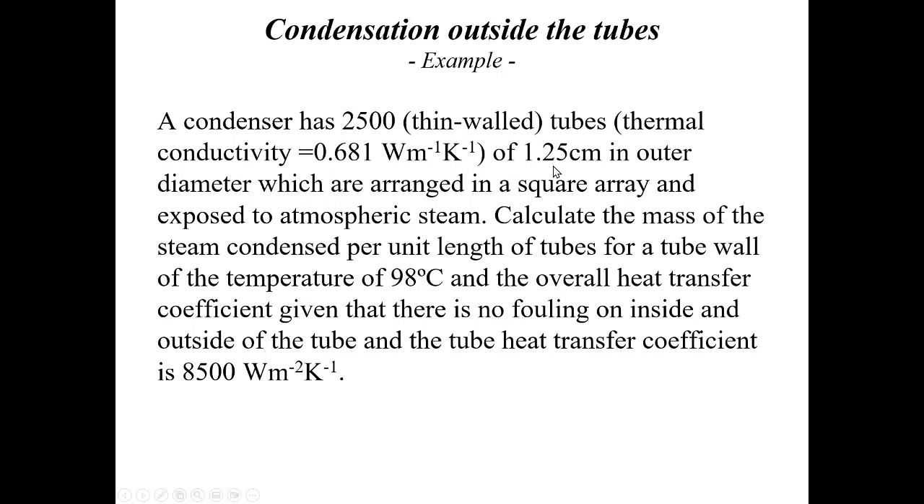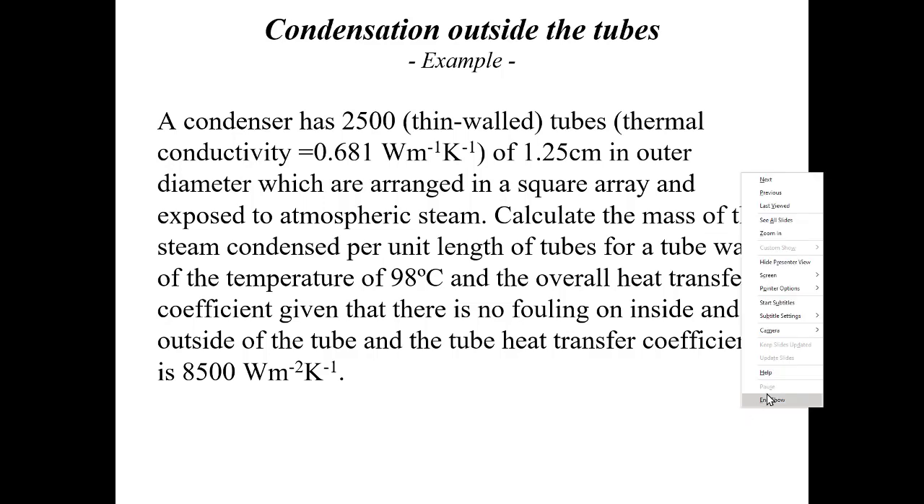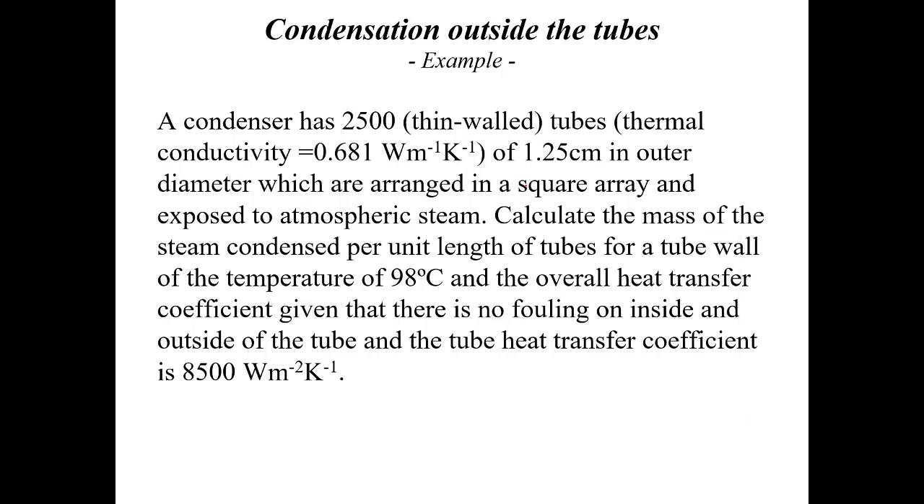We know what is the outer diameter of the tubes, and we also know that these tubes are arranged in a square array. And as such, we can calculate how many tubes are present in a vertical row. Okay, so for example, if you have 2500 tubes, and you want to arrange these 2500 tubes in a square bundle, you need to have 50 by 50 tubes to get a square. So it means that if you count vertically, we can get 50 tubes, and you will see later why we need this number.